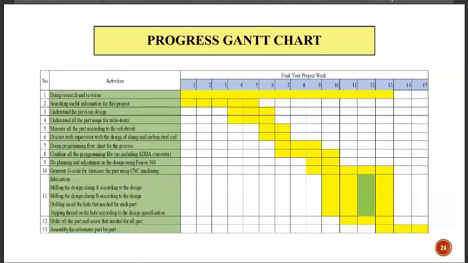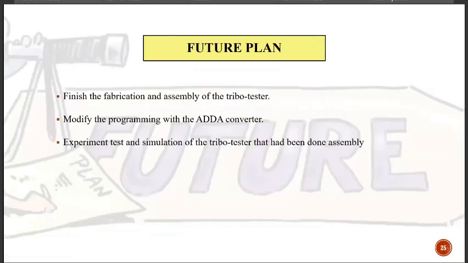So this is the current process Gantt chart. I'm at the fabrication part, which is here, and my future plan is to finish all the adjustment fabrication and assembly of the whole tribal tester. The second part will be modifying the programming by adding the coding of the ADDA converter. And after this, we will run an experiment test and simulation of the assembled tribal tester to get the data analysis.